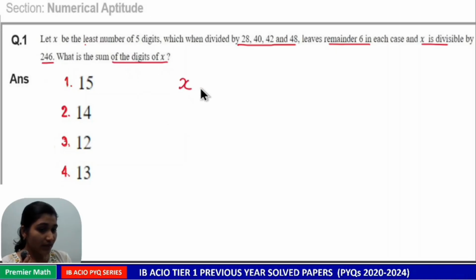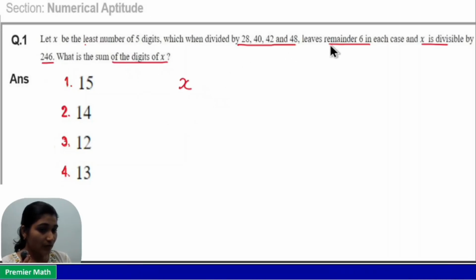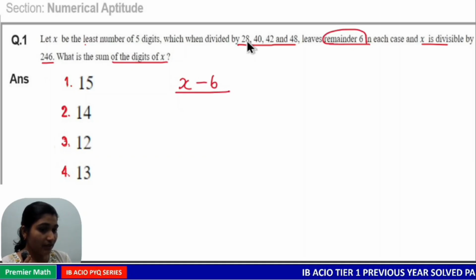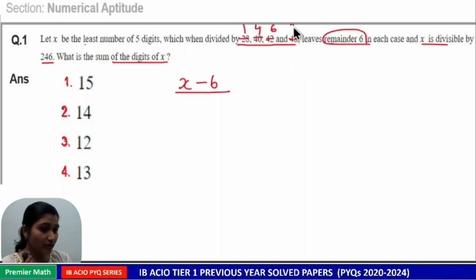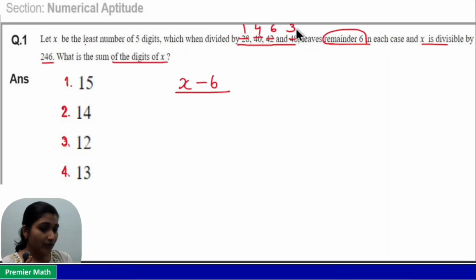Here the number x when divided by all these four numbers leaves remainder 6, which means just subtract the remainder 6 from this x. Then x minus 6 is completely divisible by all these four numbers. Also x minus 6 is completely divisible by the LCM of these numbers. Instead of taking the LCM, just take the digit sum of these numbers. 28 digit sum is 1, 40 digit sum is 4, 42 digit sum is 6, 48 digit sum is 12, and 12 means 3. So multiply 1, 4, 6, 3.